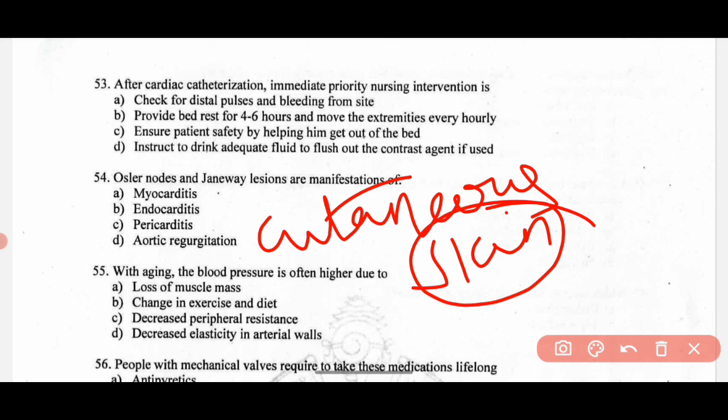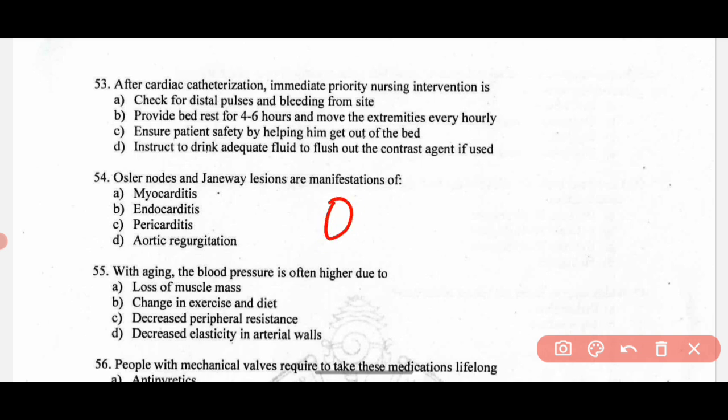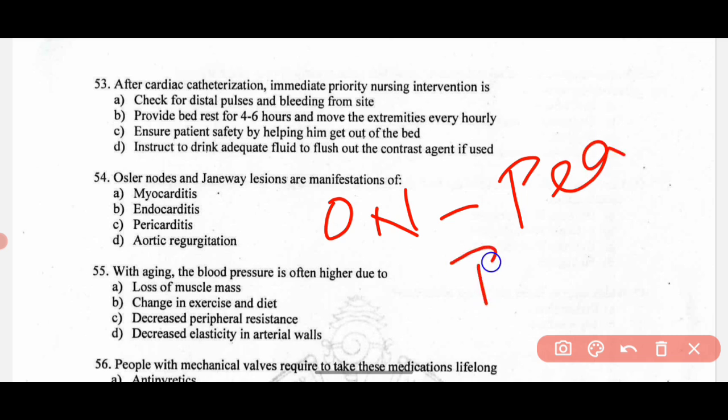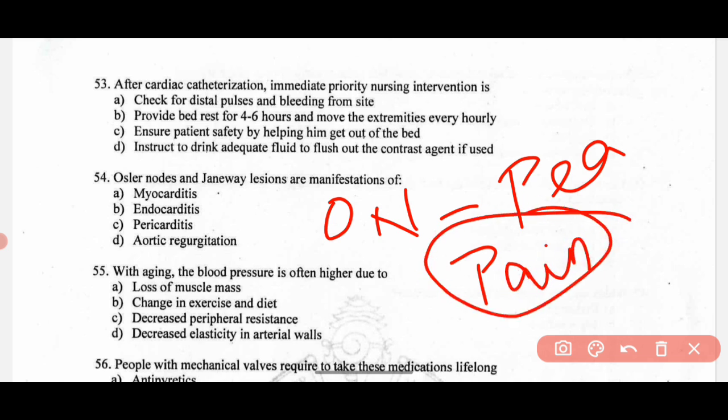So what will happen here? In Osler's nodes, you can see pea-sized erythematous tender nodules. Tender in the sense painful. This is very important, guys. Painful nodules will be present on the fingers and toes. In Osler nodes, painful pea-shaped nodes will be present.